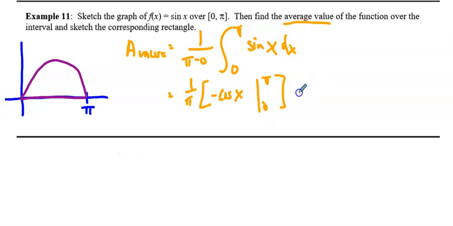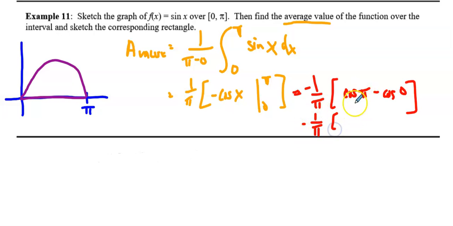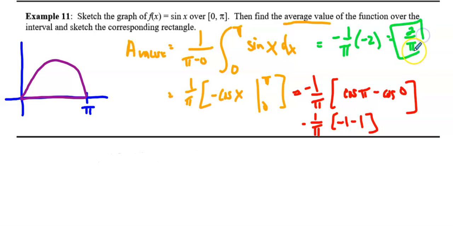And when we do this, I'm going to keep leaving the 1 over pi on the outside for a second. And I'm going to go ahead and pull out the negative as well. And so I'm going to have the cosine of pi minus the cosine of 0. Well, the cosine of pi is going to be negative 1, minus the cosine of 0, which is also going to be negative 1. So I have an answer here: negative 1 over pi times negative 2, which is going to give me a positive 2 over pi.